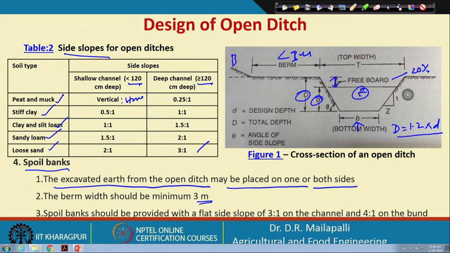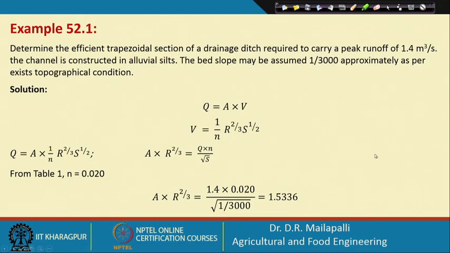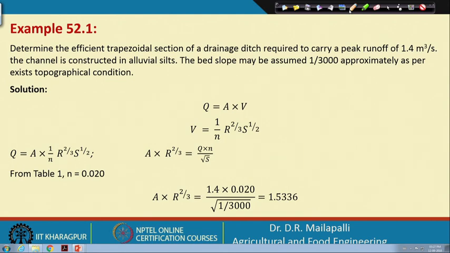So, this is the berm, and then channel side. This is the channel and this is the berm. The spoil banks will be provided with flat side slopes of 3:1 at this side, and a little bit flatter side slopes here, that will be 4:1 on the berm side, okay. Sorry, channel side. Okay, so here is an example in determining these geometric parameters of a trapezoidal channel.